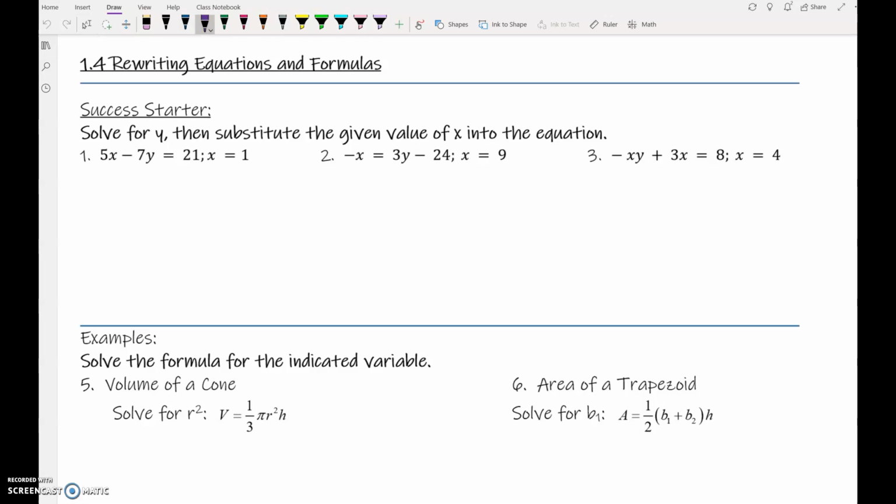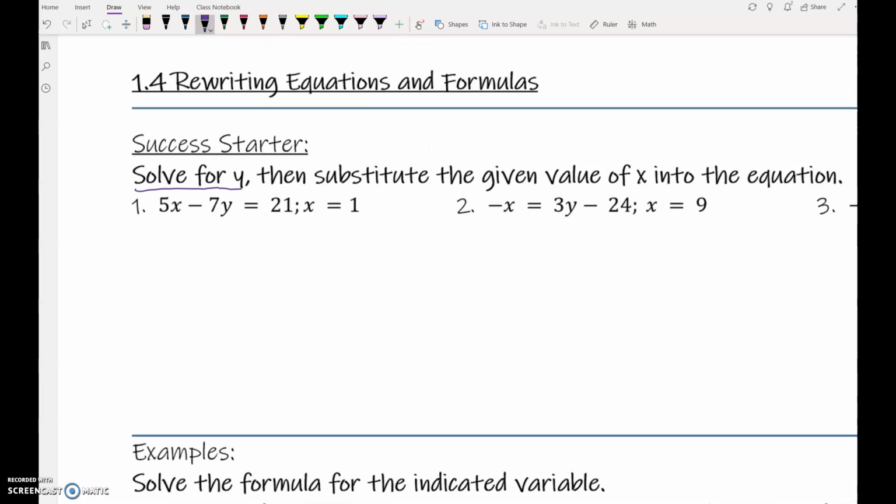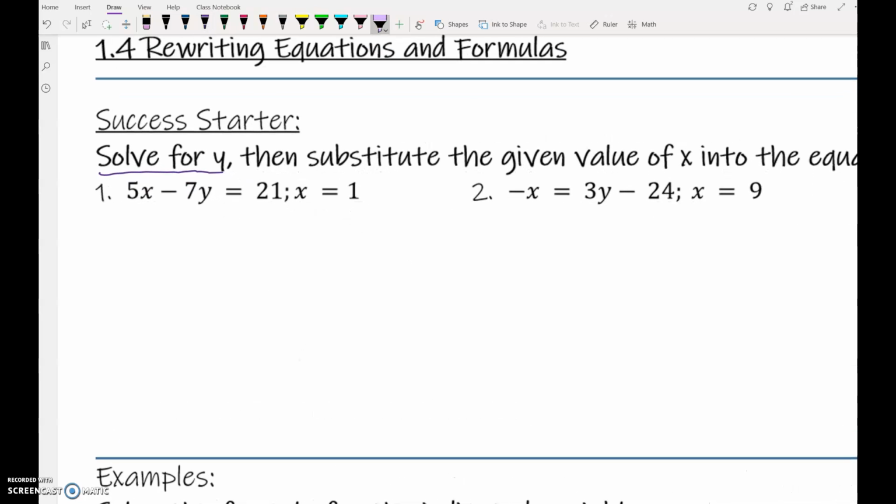For rewriting equations and formulas, we're basically just using our algebra skills to rearrange the equation. So in number 1, 5x minus 7y equals 21. We need to solve for y. We need to get y by itself. Y is currently in this term, so we need to start by getting that term by itself.